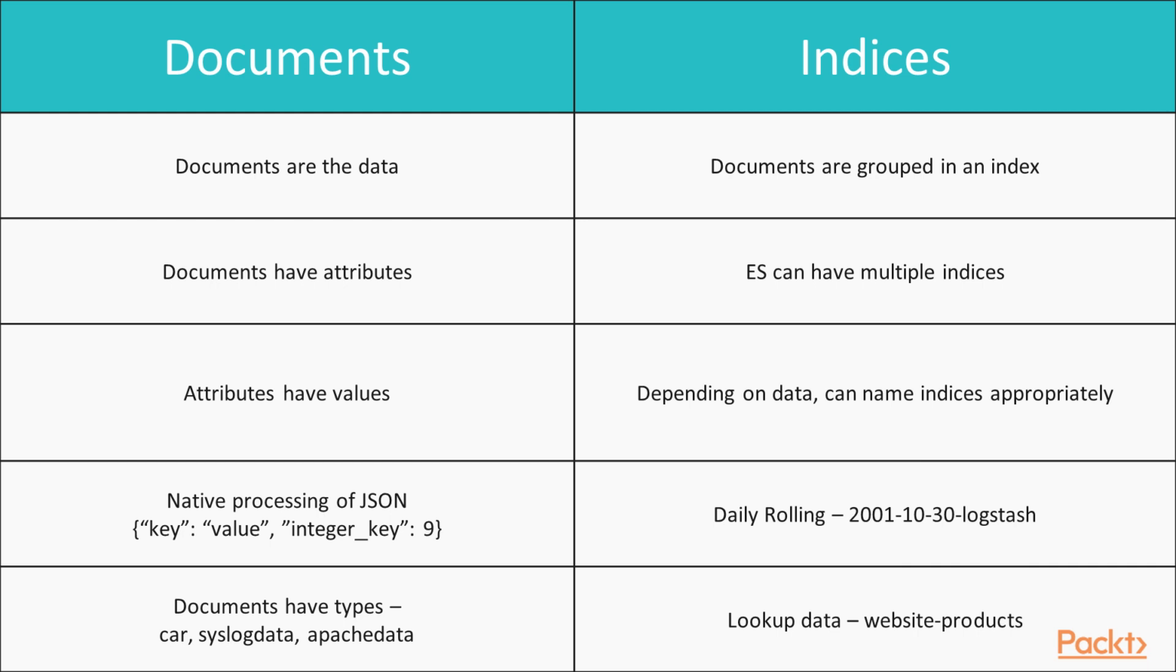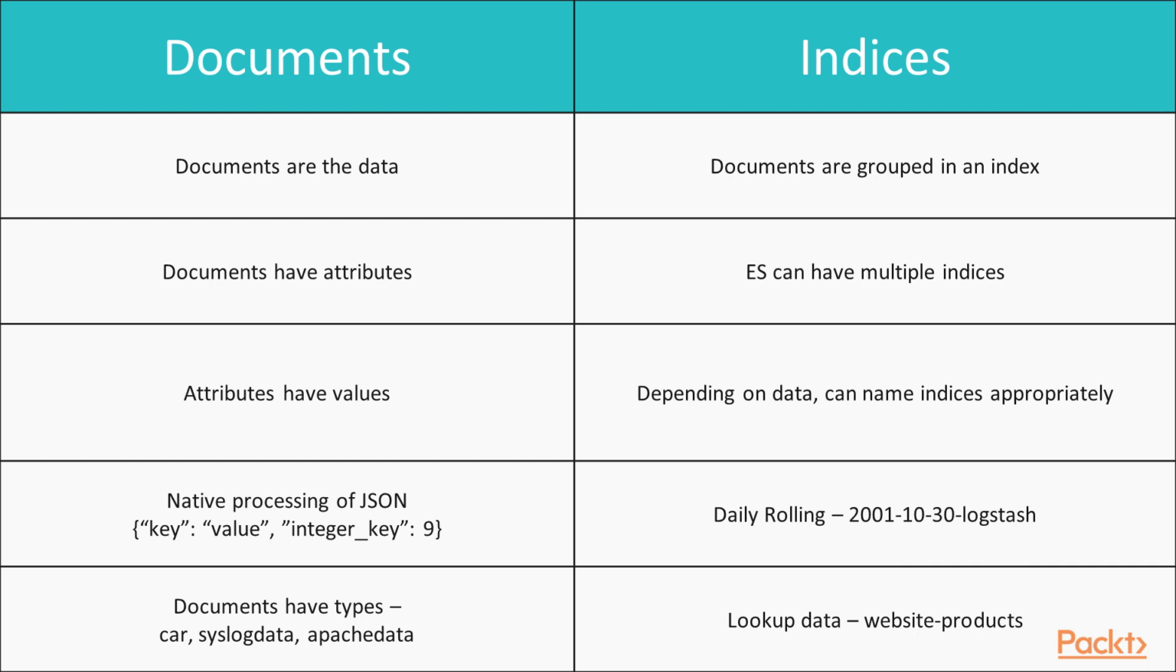Once we start putting in all those documents, we can group documents together in an index. Elasticsearch can have tons of indices. Indices is the plural for index in the Elasticsearch world. Depending on the type of data, we're going to want to name those appropriately. If we have thousands of movies in an index, we would probably call that index movies. If we had car information, we would probably call the index cars.